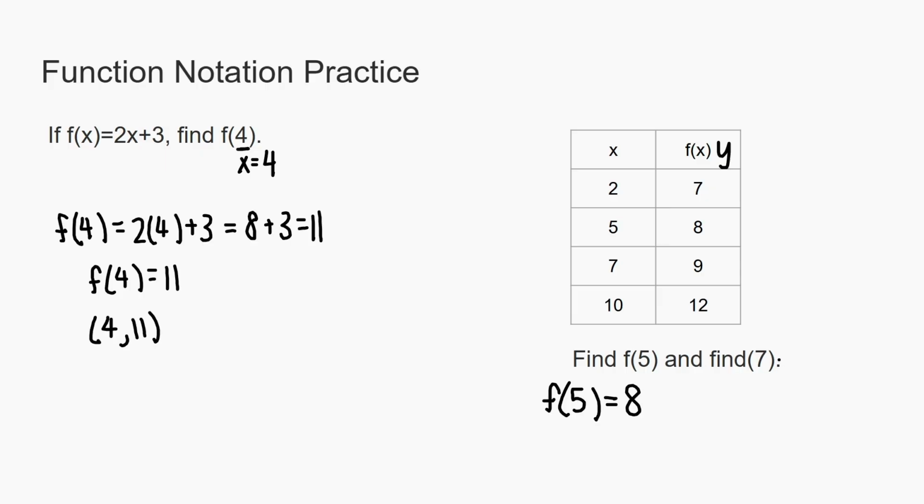What about f of 7? This is going to be the y value when x equals 7. That would be 9. We get f of 7 equals 9. So when you're given a table like this, and you're trying to find f of something, you just read the table.